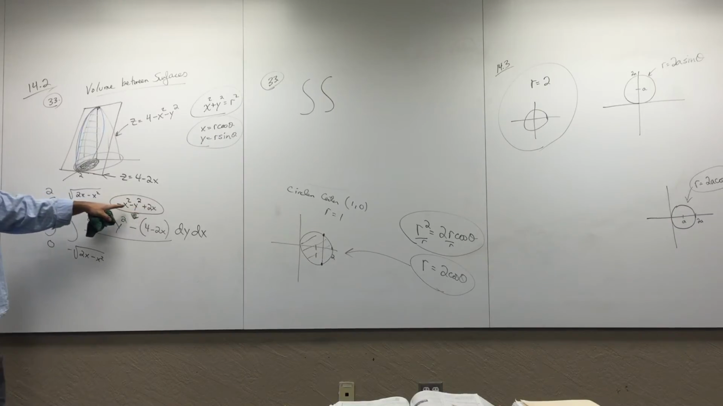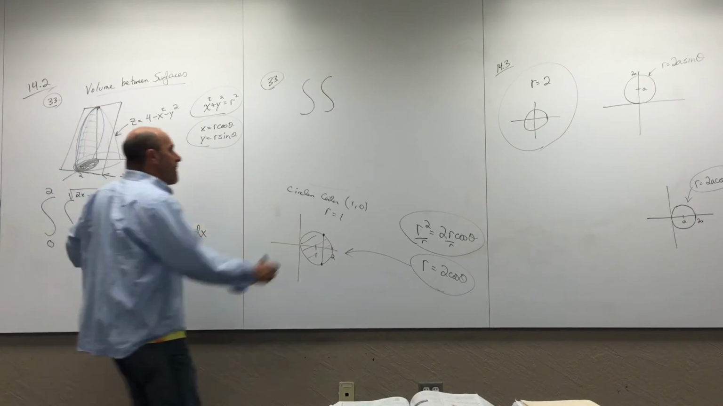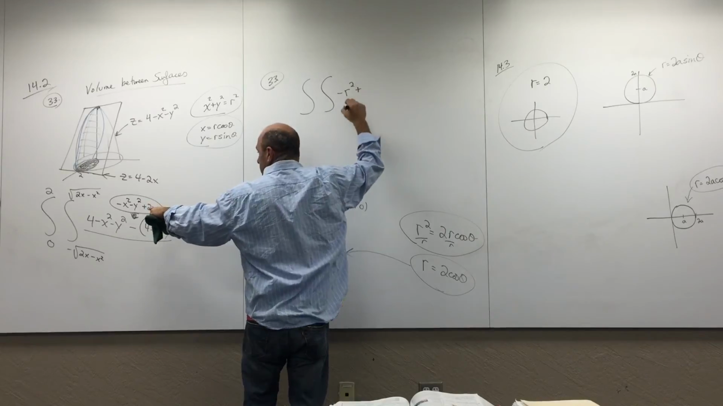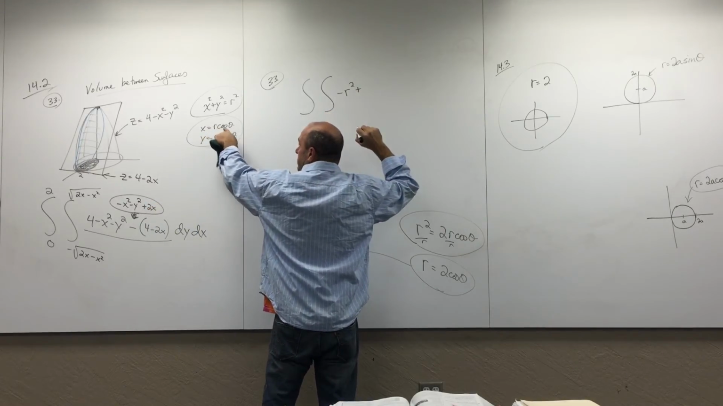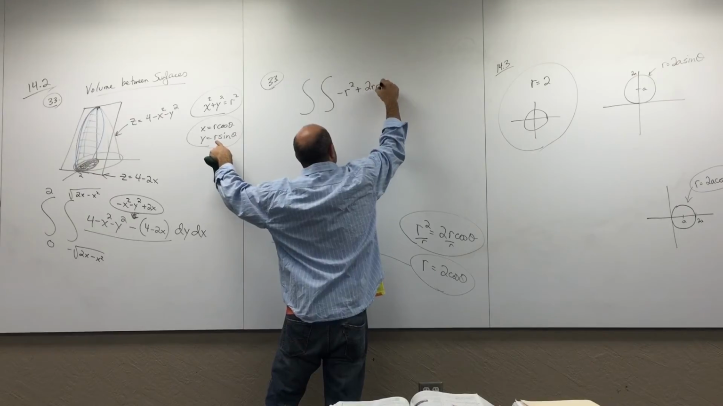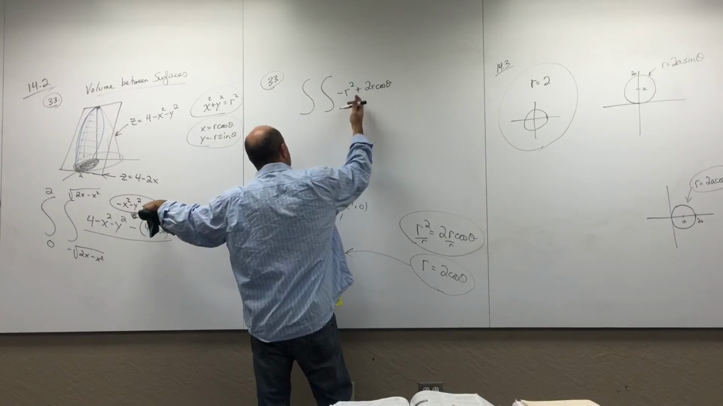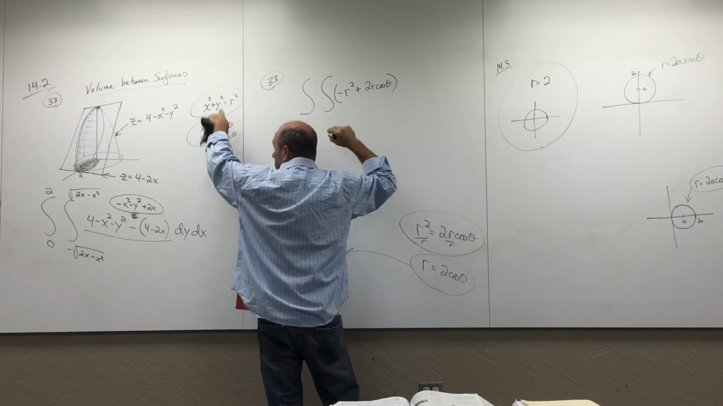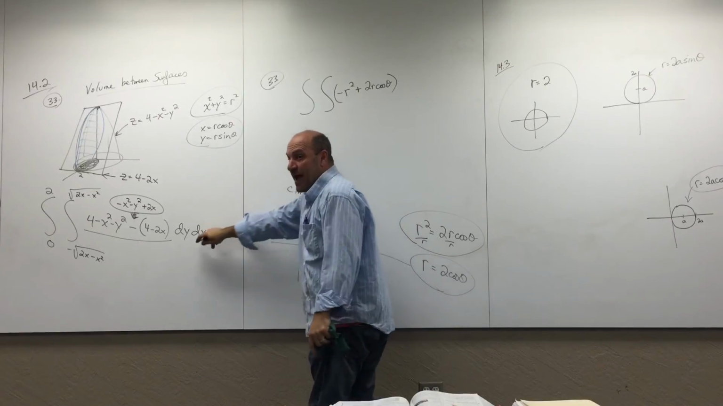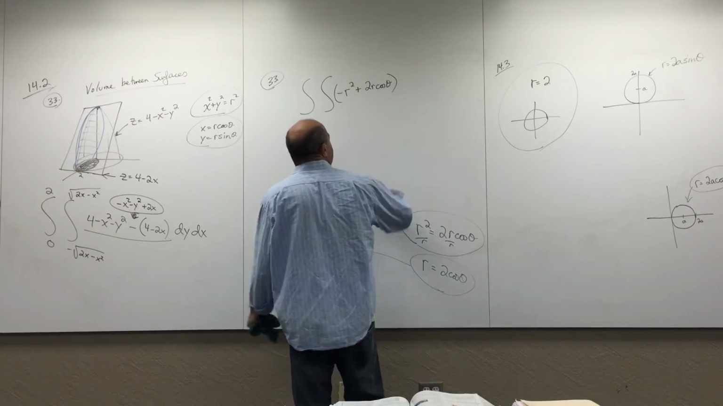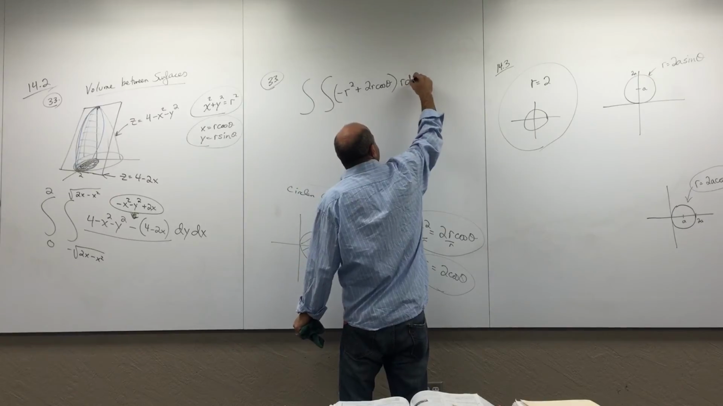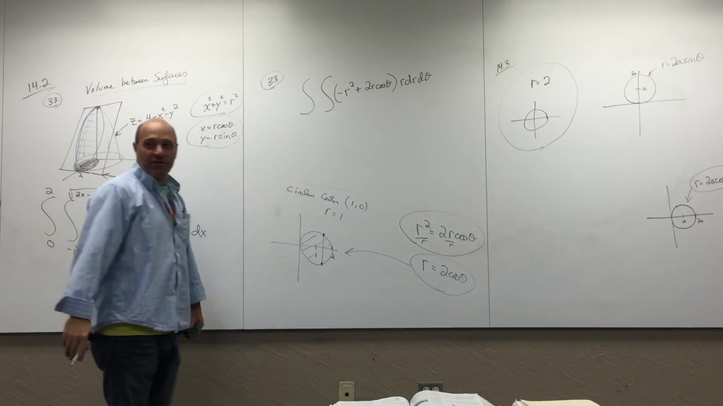I mean, my integrand right here, if you factor out the negative sign, is negative r squared plus 2x. And what's x? R cos theta. So that's this integrand converted. That's pretty easy, you guys, but you've got to know a couple formulas. Hey, what about the dy dx? R dr d theta. Good job. We just converted that.